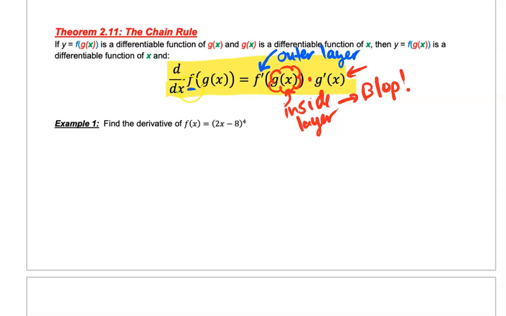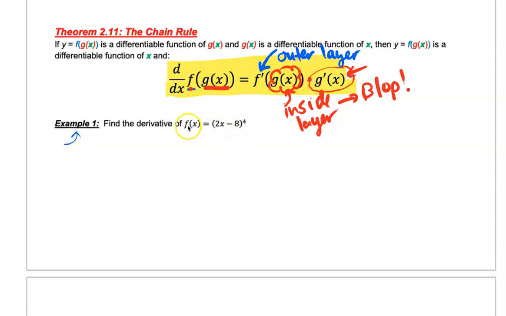So you take the derivative of the outer function, keep the inside function inside, and then take the derivative of the inside function and multiply it to the outside. That is generally what the chain rule says to do. So let's do example 1 together.